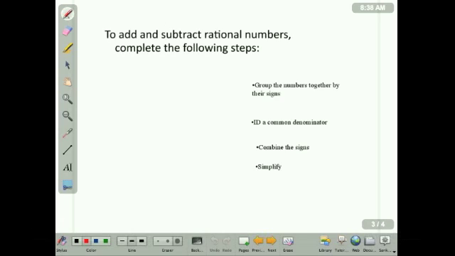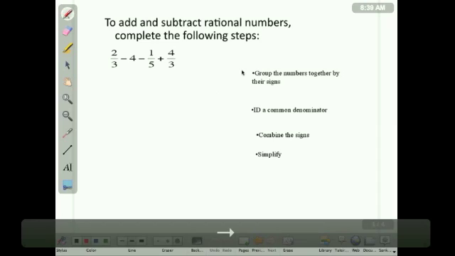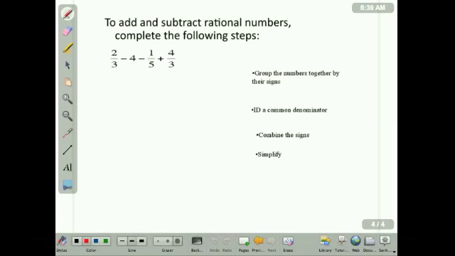Alright, to add or subtract the numbers, you're going to complete the following steps. You're going to group the numbers together by their signs. You're going to ID a common denominator, then you're going to combine the signs, and finally you're going to simplify. So let's take our example.